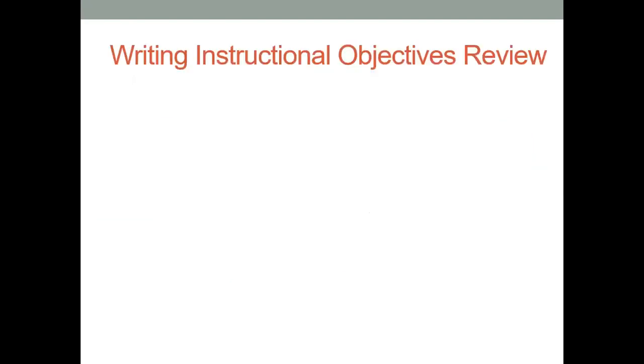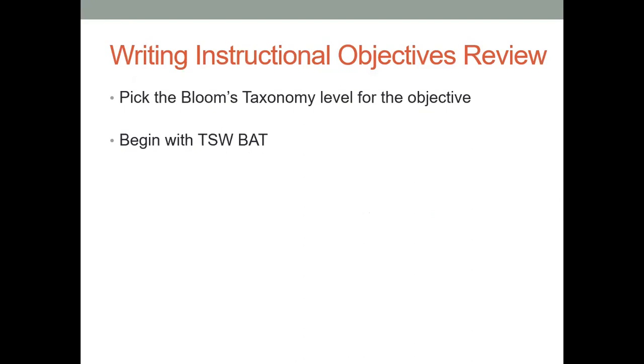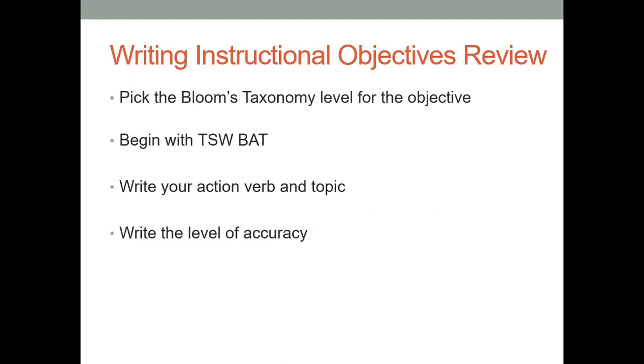So how do we write an instructional objective? Let's just review. We pick the Bloom's taxonomy level that we're going to be asking our students to perform. We begin with "the student will," that's the TSW, BAT, be able to. So the student will be able to. Then we write our action verb and our topic, and then we give an accuracy level. And remember, we don't always aim for 100%. If it's the first time doing something that's really challenging, the student will be able to compute stoichiometry problems at 50% accuracy. Stoichiometry is challenging for a lot of students.